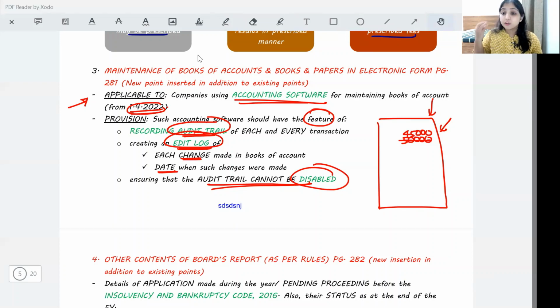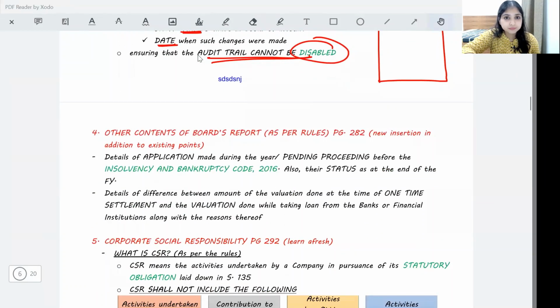That is audit trail. So the software should be such that it should be able to maintain an audit trail. It should be able to maintain an edit log, that is, what are all the edits. Edits are nothing but changes. So what are all the changes that were made in the books of accounts, and when were these changes made? And this feature should be such that it cannot be disabled.